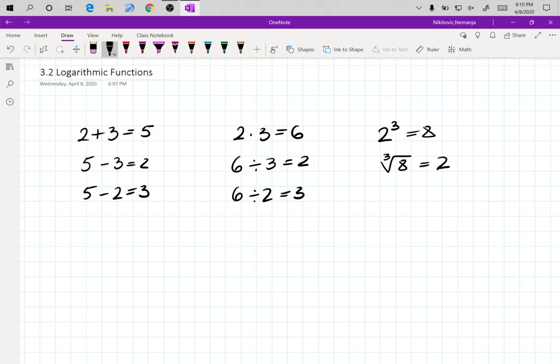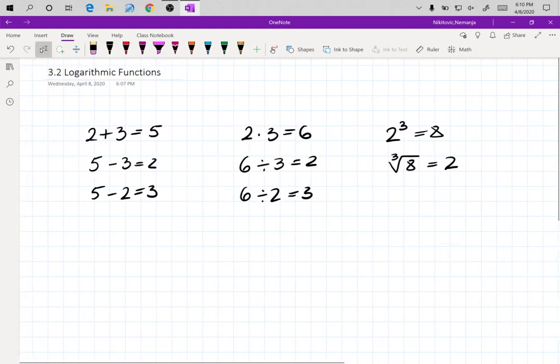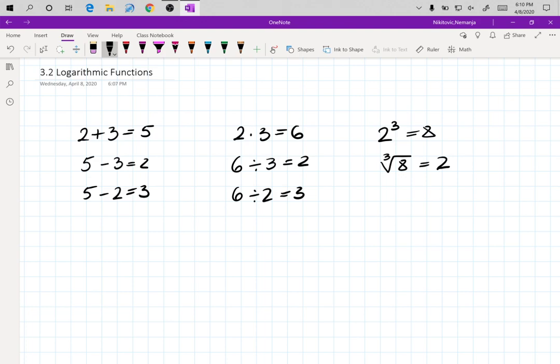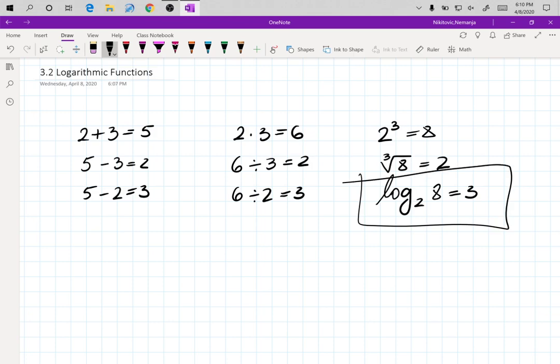And that is obtained by this new operation called logarithms. So the notation will be something like this: log, which is short for logarithm, base 2 of 8 is going to be 3. And today we are focusing on this.